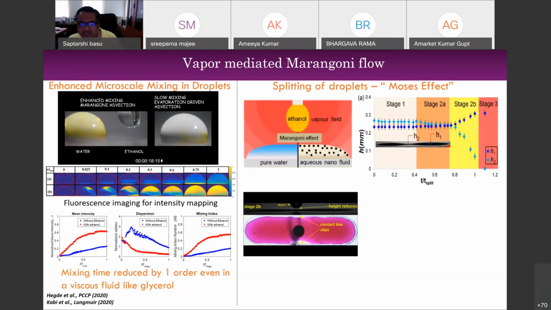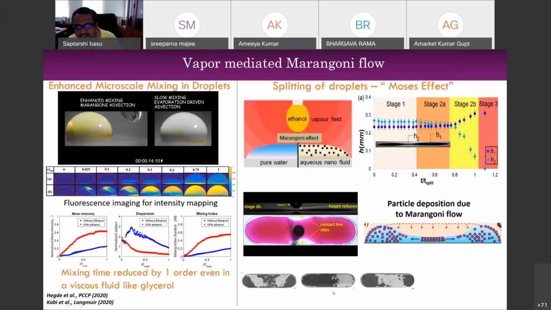We took the same thing and did something on the splitting of droplets. In some cases, you have to split droplets. When you bring a similar ethanol droplet near a water droplet, which is non-contact once again with respect to the pure water droplet, it basically cleaves the droplet into two parts. That is why we call it the Moses effect, because of Moses' splitting of the Red Sea. So you split the droplet into two parts, and if it contains particles, you can tailor the deposit of the particles as per the way that you want to split the droplet. This has very good implications in a variety of applications.